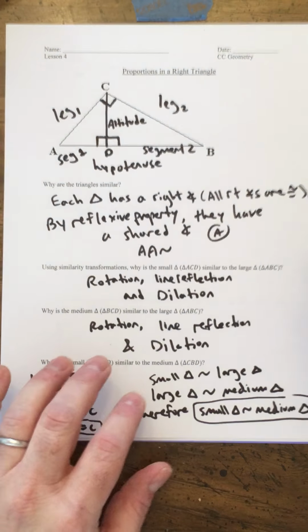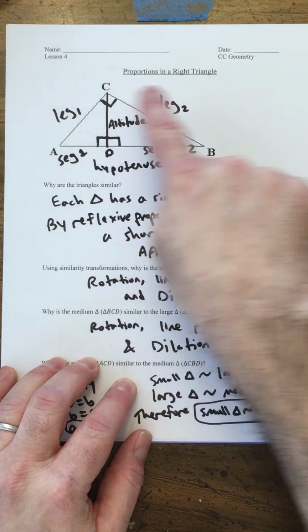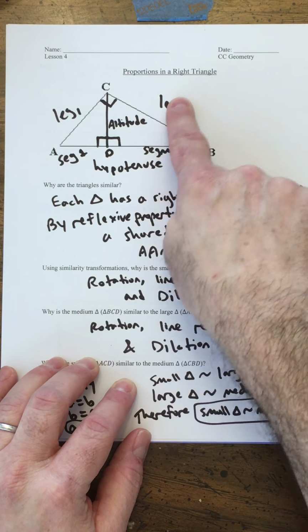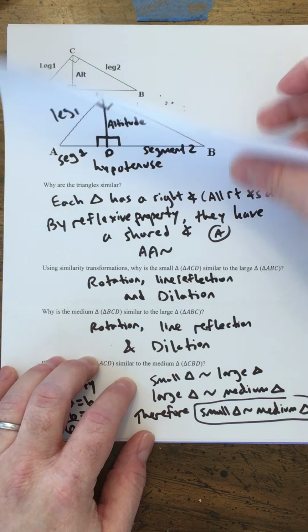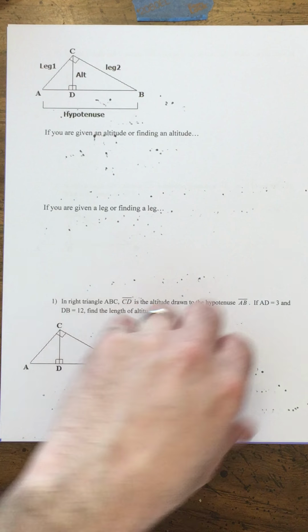Okay, remember, this is the hypotenuse of the big triangle, leg 1, leg 2, altitude, segment 1 goes with leg 1, segment 2 goes with leg 2. Oh, and it bled through because I didn't put something underneath.